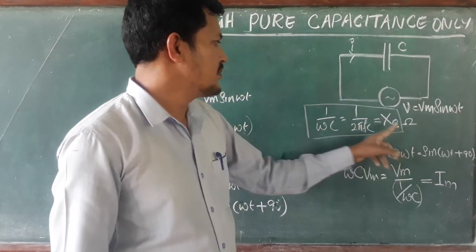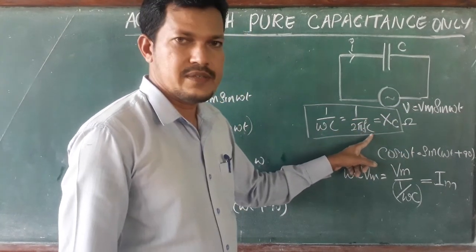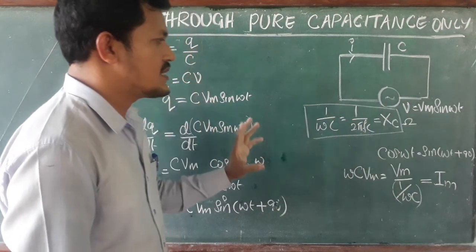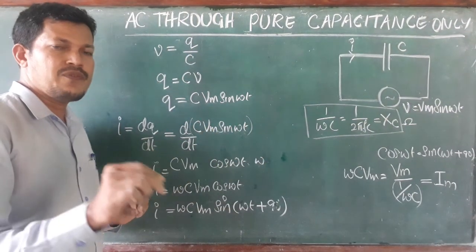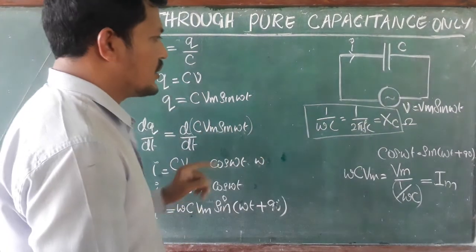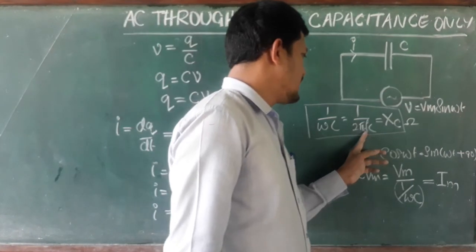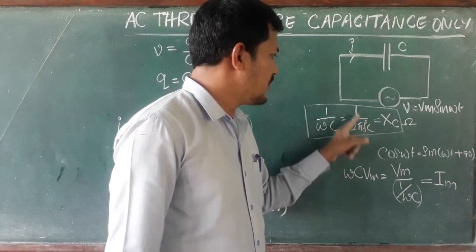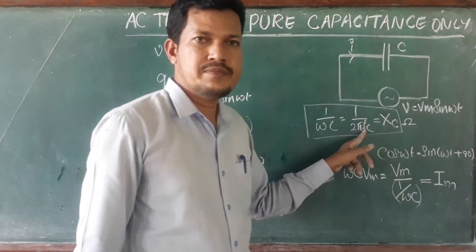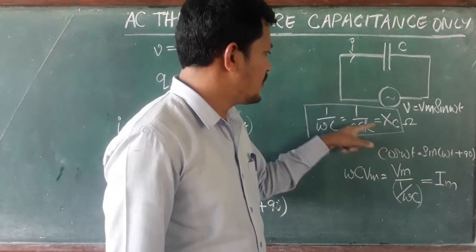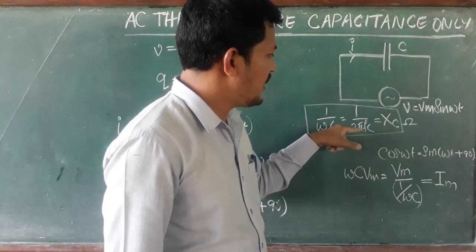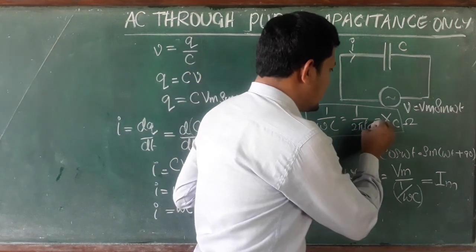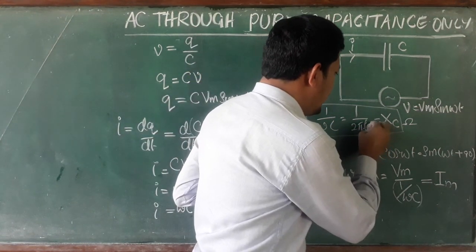X equal to 1 by 2 pi Fc. Clear? Remember, capacitive reactance is the opposition to the flow of alternating current. So here also, what we discussed in the earlier case, frequency comes in the denominator. X equal to 1 by 2 pi Fc. Capacitance value here, 1 by 2 pi Fc.